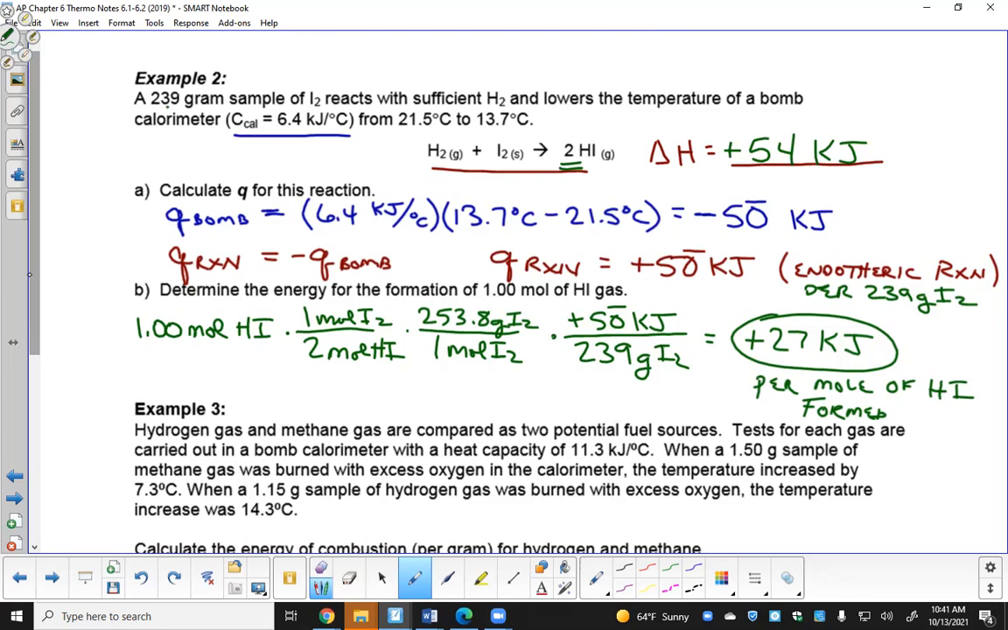Q by itself just relates to whatever random quantity of sample that you chose to burn or react. But when we set everything to moles and adjust accordingly, we can link it to the thermochemical equation. So this time I chose to work with the hydrogen iodide part, probably mostly just because the problem was kind of set up to solve for HI anyway.